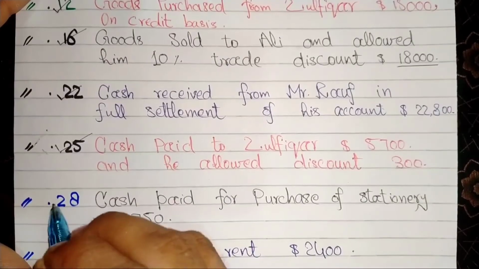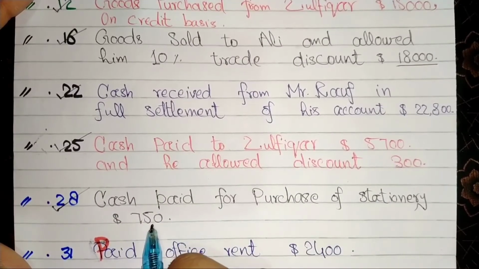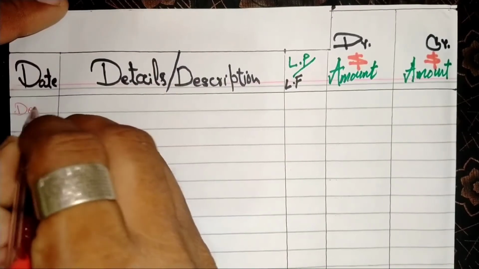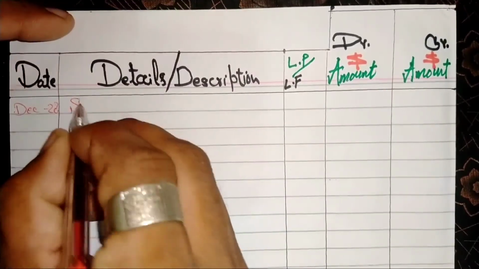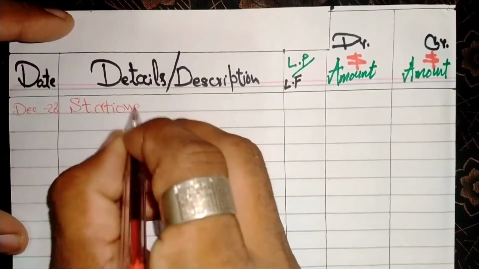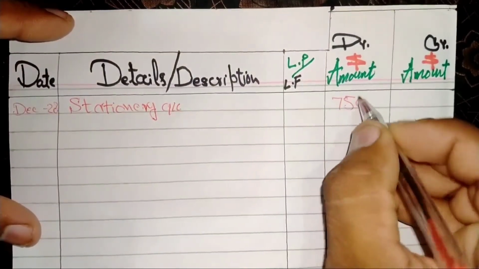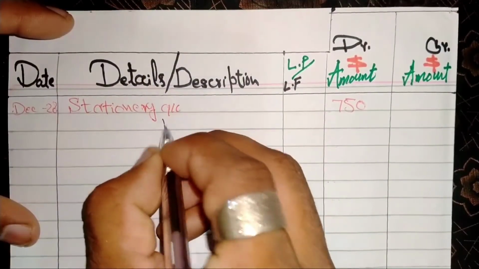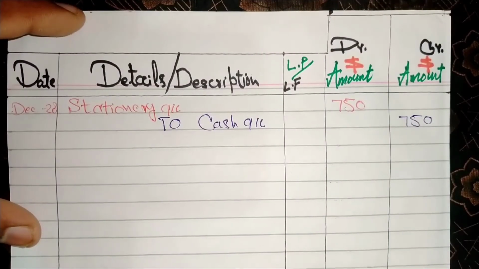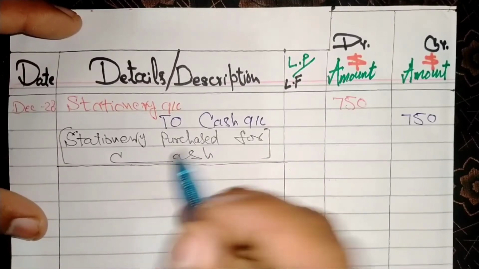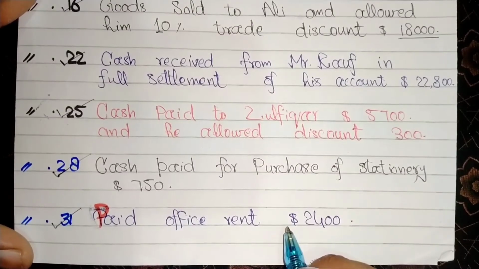Okay. Next transaction on date December 28, which is cash paid for purchase of stationery amounted $750. On date December 28, this is a very simple entry, which is stationery account debit with amount $750 to cash account credit. Simple. Okay. With description, stationery purchased for cash.